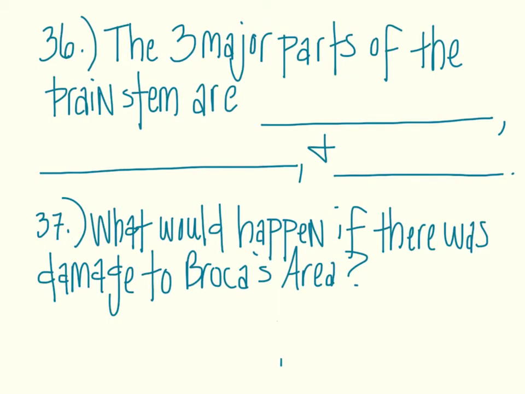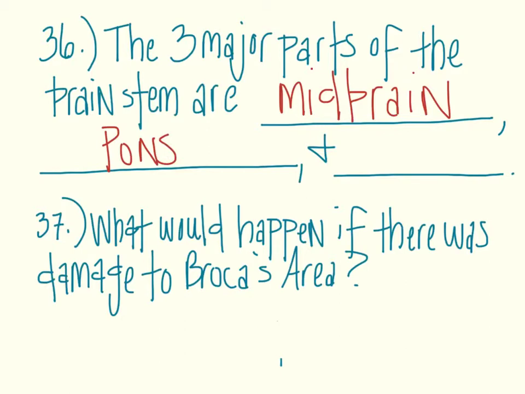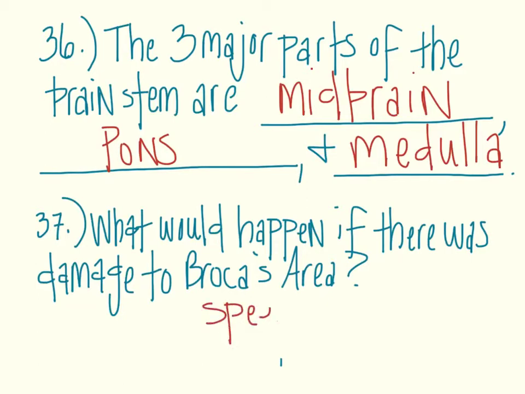Alrighty, question 36 asks you to list the 3 parts of the brainstem, and that is your midbrain, your pons, and the medulla. Or if you want to put medulla oblongata, you can. It's the same thing. Okay. What would happen if you had damage to your Broca's area? Remember, it affects speech, so your speech would probably be impaired. You might say the wrong words when you're looking at something. You may not remember the word. Anything to do with speech could be damaged. So that is your Broca's area. Remember, that's in your frontal lobe.